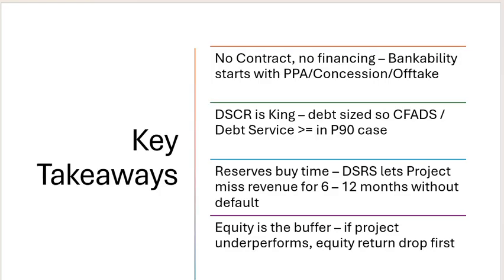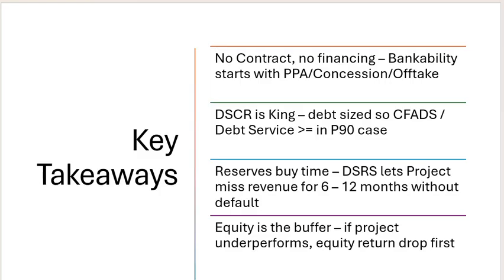So let's discuss the key takeaways from this video, guys, and it is a very interesting video. No contract, no financing. Bankability starts with the power purchase agreement, the concession and the offtake. The debt service coverage ratio is king, and it determines debt size. It is equal to cash flow available for debt service divided by debt service, greater than or equal to the target in 90% probability cases.